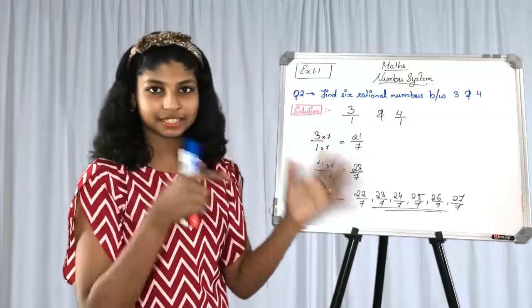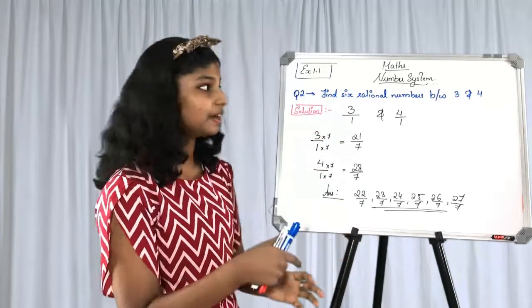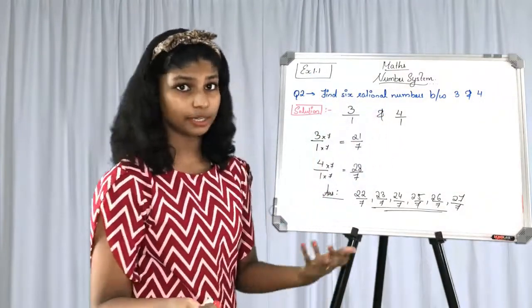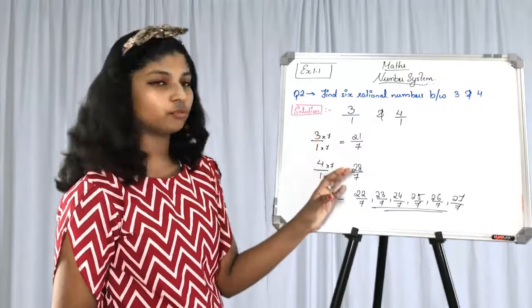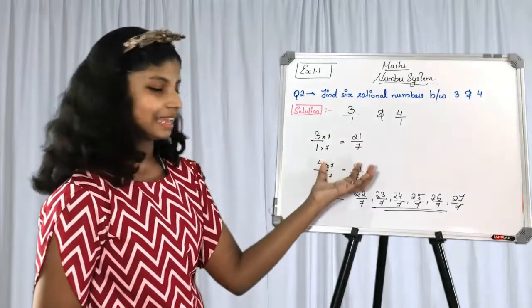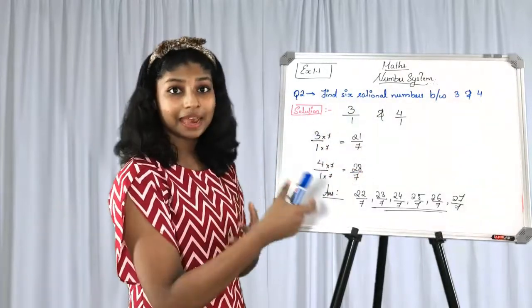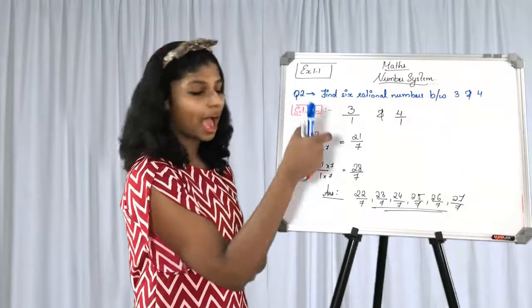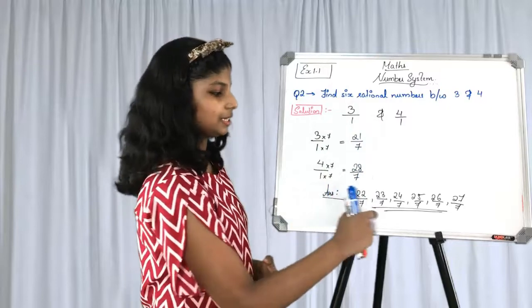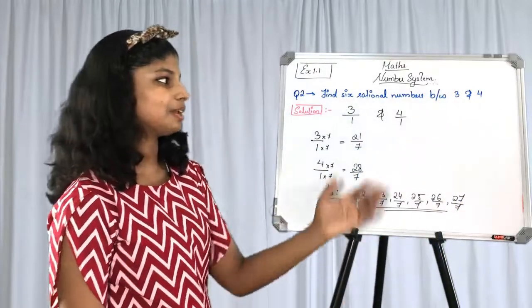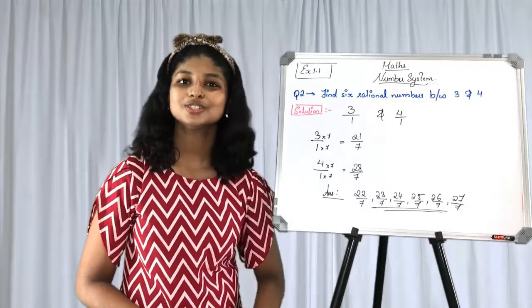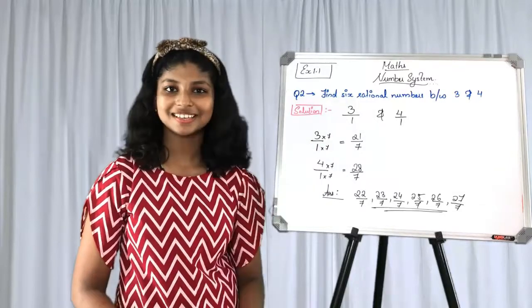Let me just recap the method. You just have to write 3 and 4 with the denominator as 1. Then you multiply by a number which is greater than the number asked in the question, that is 7, with both the numerator and denominator of both these numbers, and you get the answer. And here are the 6 rational numbers between 3 and 4. Hope you understood this question. Now let's move on to the third question from this exercise.